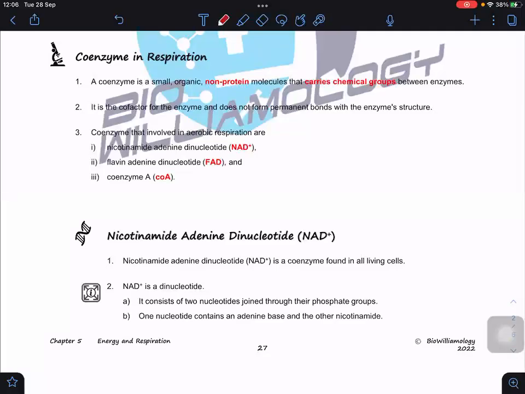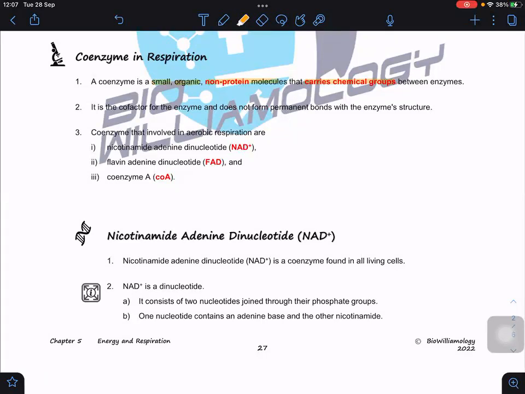Okay, so as usual, when you define the coenzymes, generally they are small, organic, non-protein molecules that carry a chemical group between enzymes. So it means that they are involved in redox, for example, NAD and also FAD. They are small organic compounds, carbon compounds, non-protein, non-amino acids, that carry the chemical groups. So it's a cofactor of the enzyme.